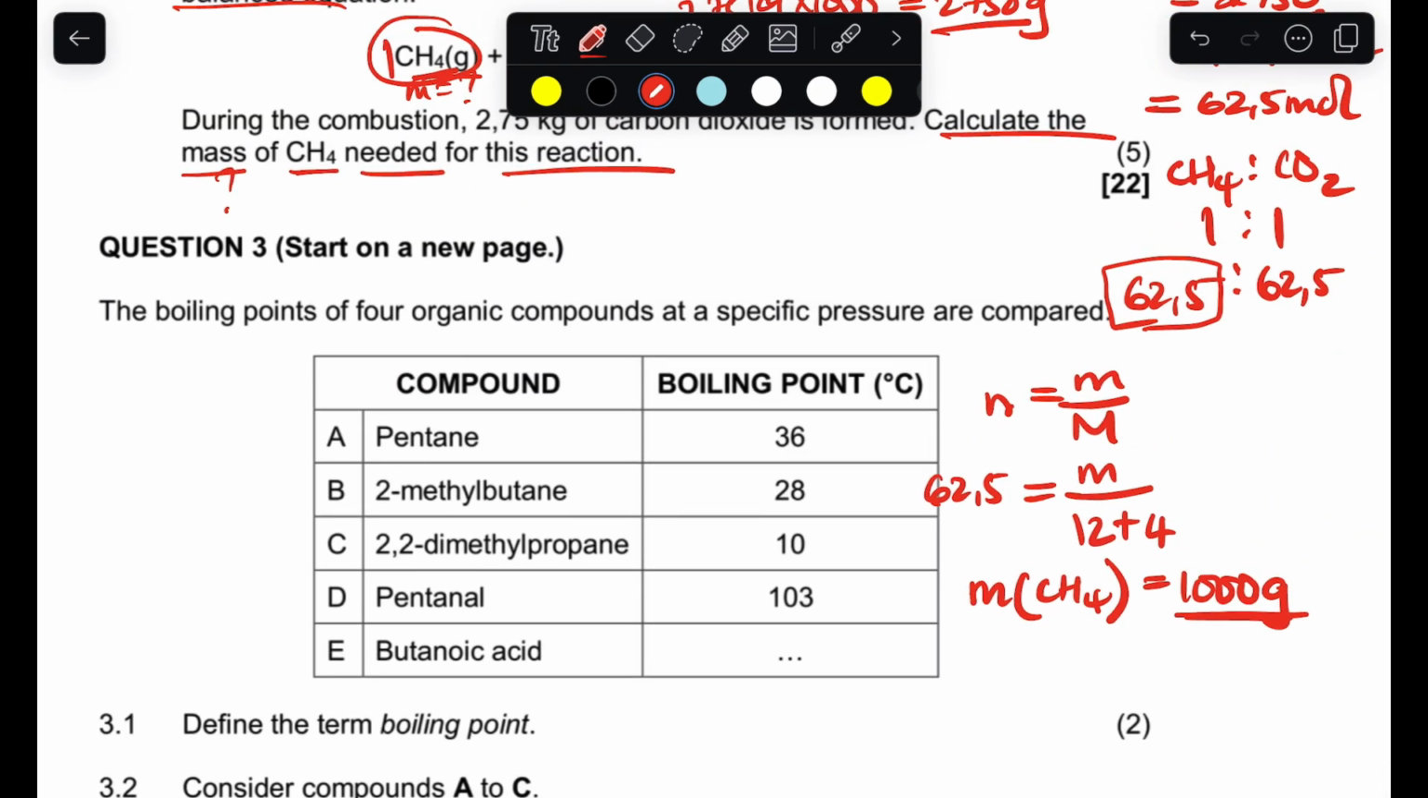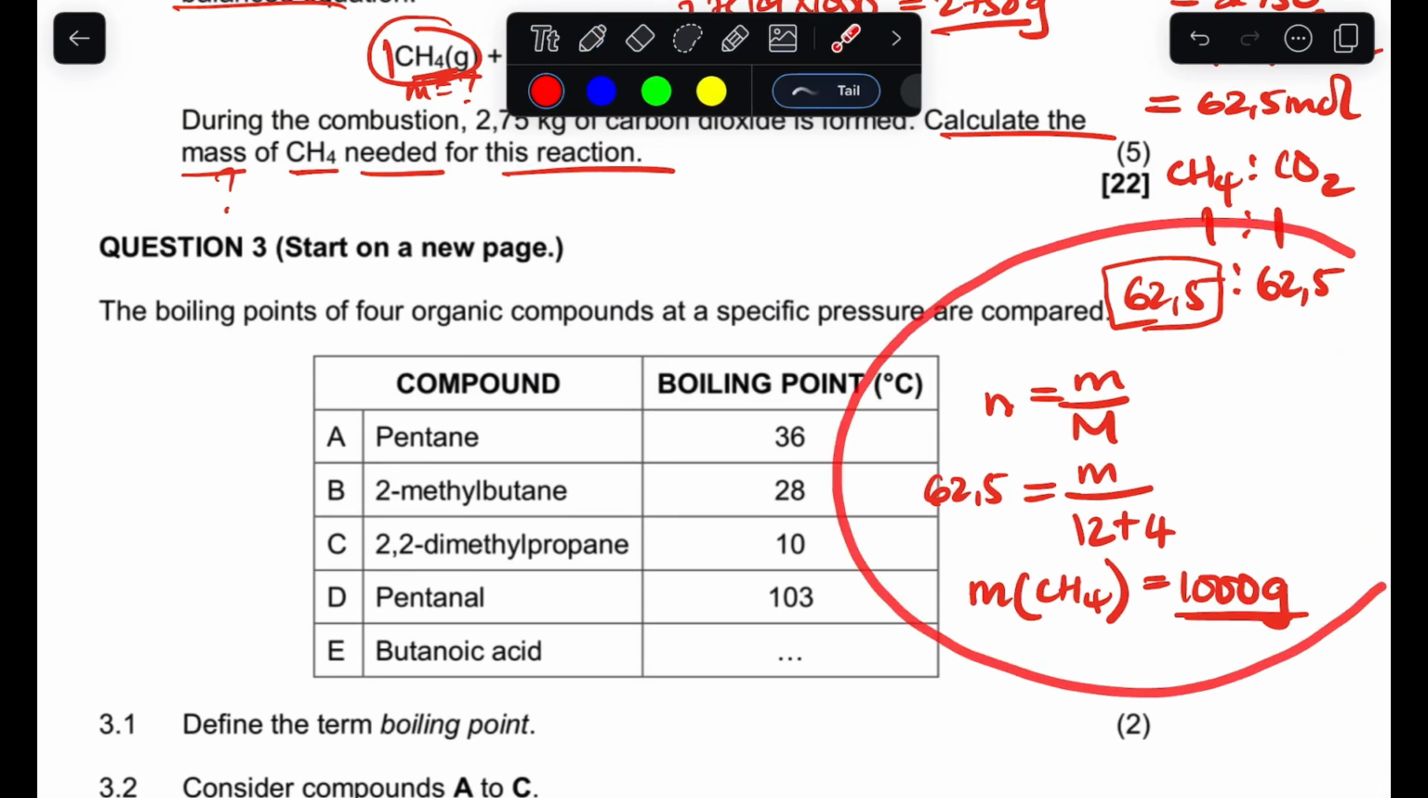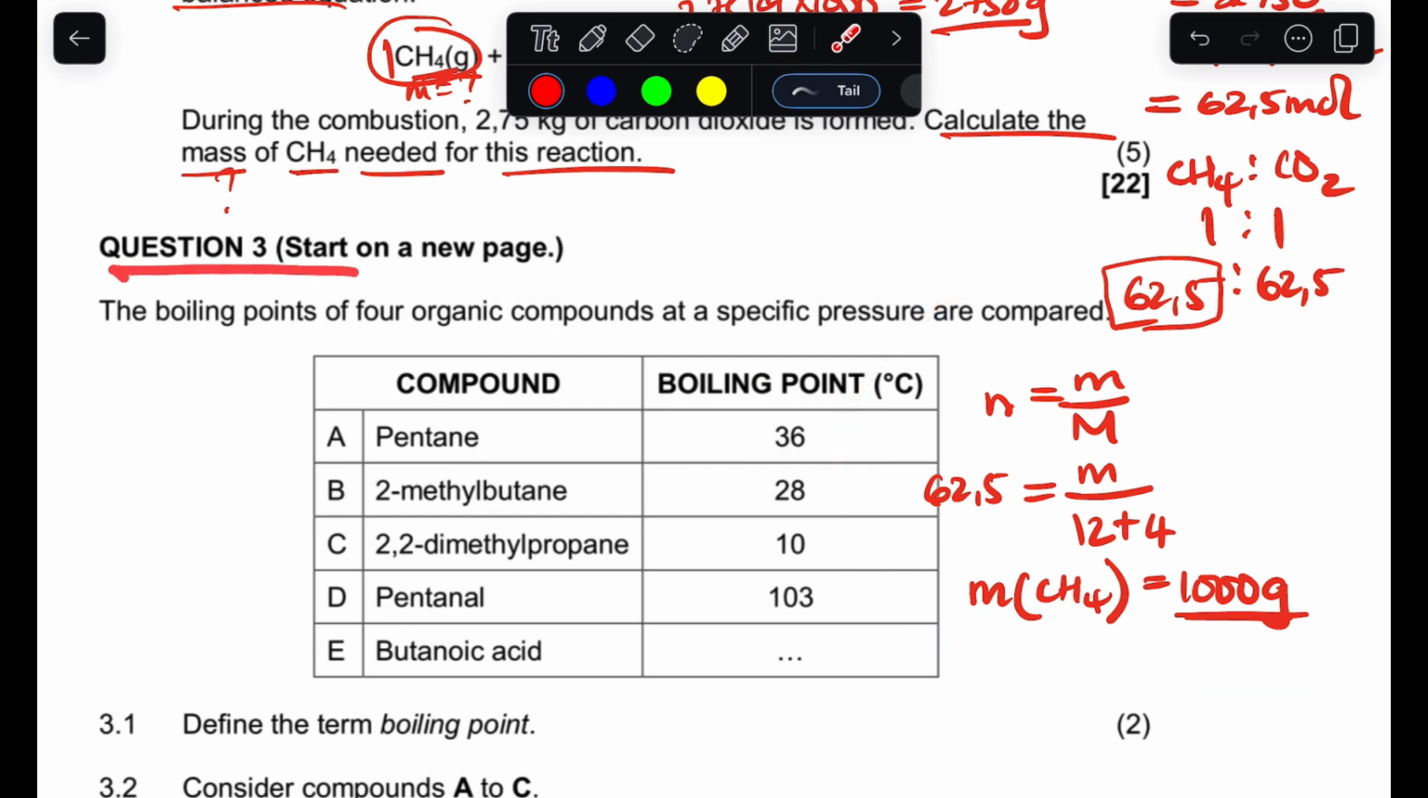Okay, question 3, hoping this is not going to disturb us. Question 3 is the physical properties. It says the boiling points of 4 organic compounds at a specific pressure are compared, right?